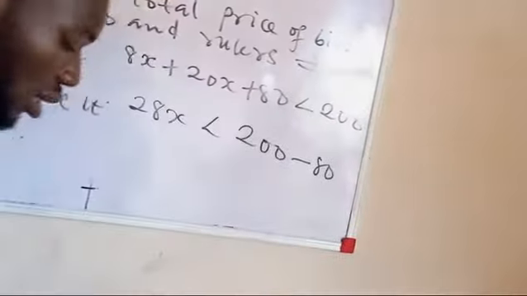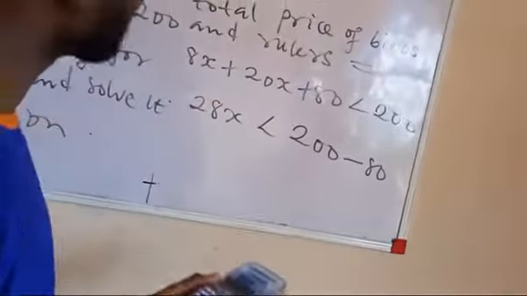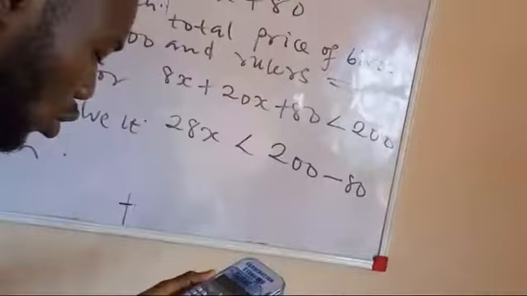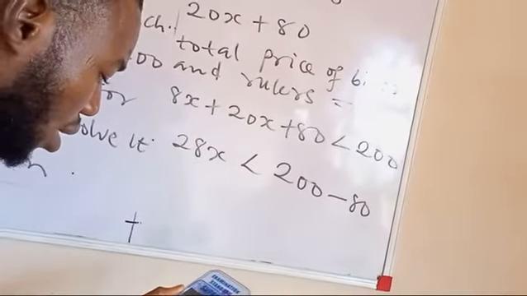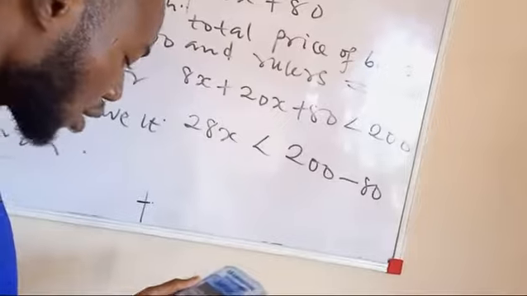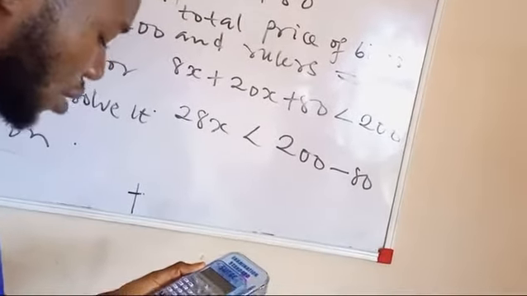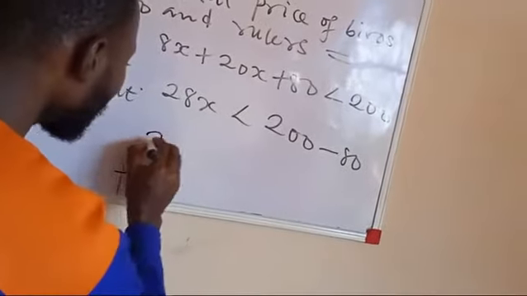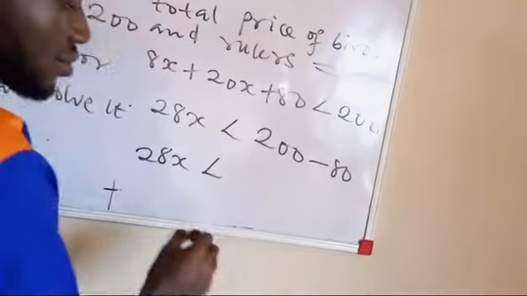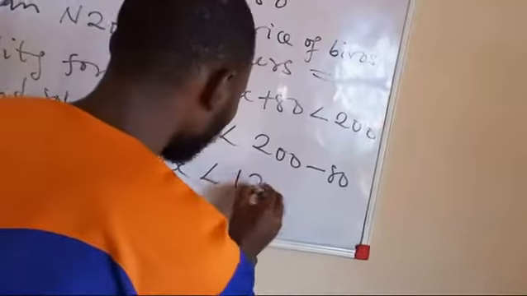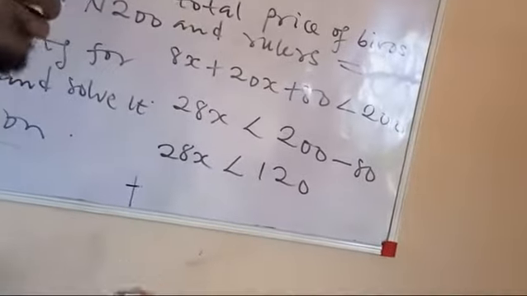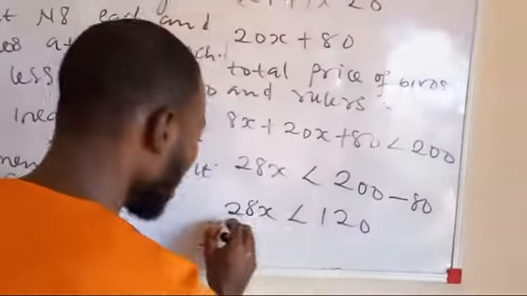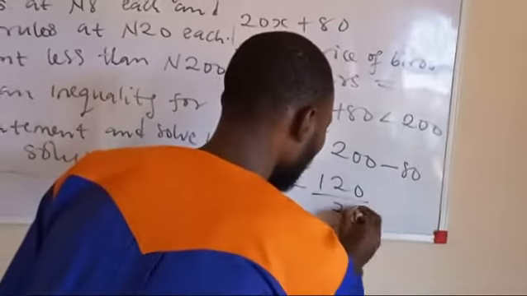Okay. Let me change something, please. So we have 200 minus 80 will give us 120. So we'll now be having that 28x will be less than 120. So we are looking for the value of x. What are you going to do? You divide both sides by the coefficient of x, which is 28, to get the correct value of x. We divide by 28.